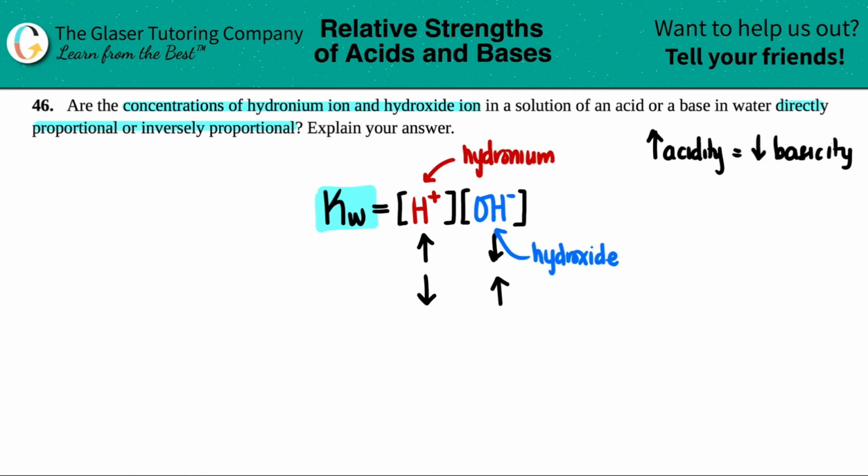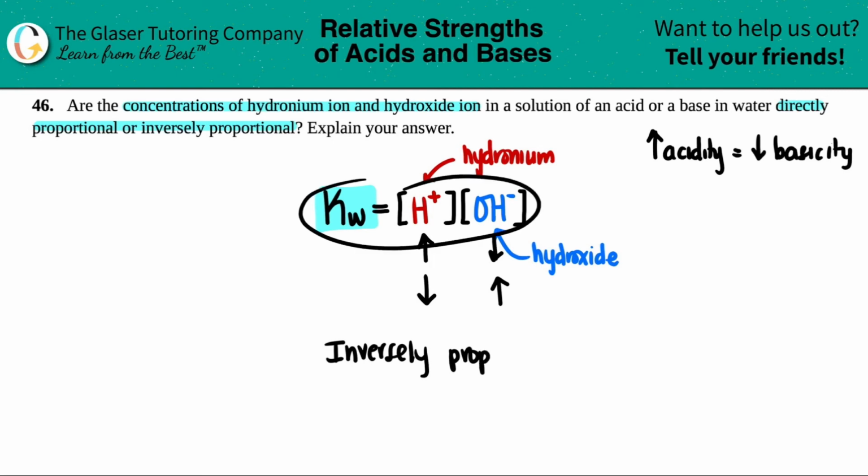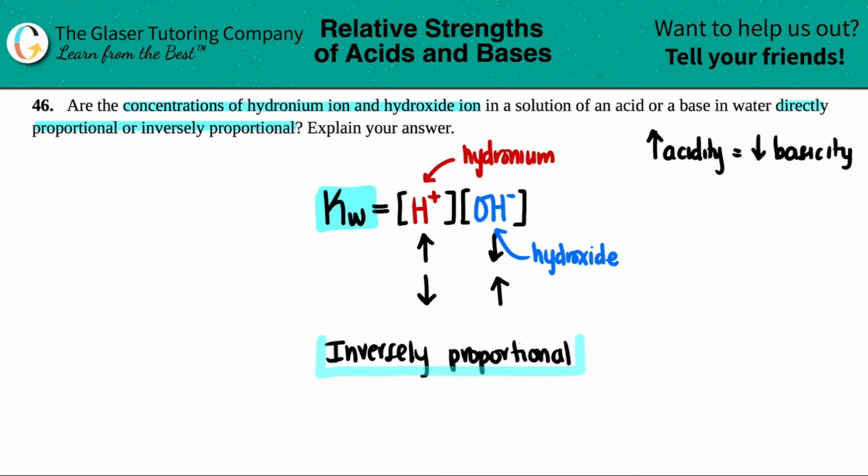So, is the hydronium and hydroxide directly proportional or inversely proportional? They're inversely proportional. Inversely proportional, and then explain your reasoning. You could give this formula. You could say the more acidic you are, the less basic you are. So that's an inverse as well. But basically, we answered the question. So that's it. This one was pretty easy.